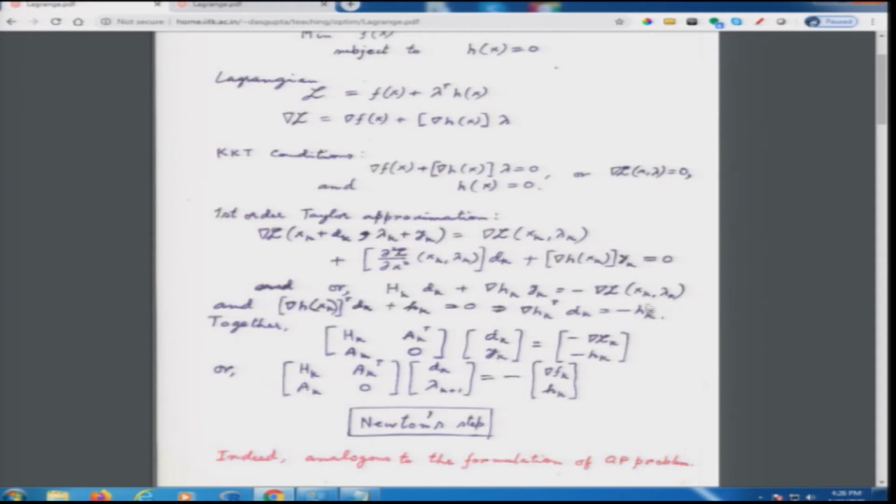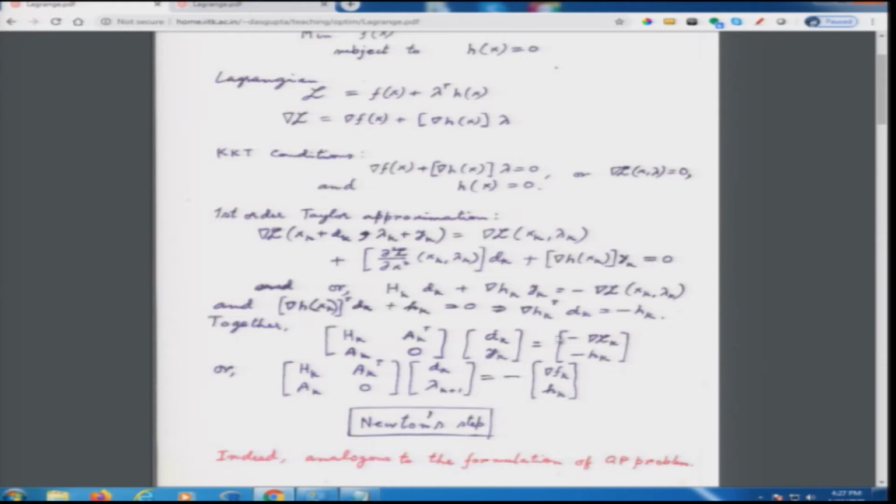Now, these two equations, if you organize together, you find H k d k plus A k transpose y k is equal to minus grad L k, because grad H is typically, in our shorthand notation, given as A transpose. On the lower side, you have A k d k plus 0, that means nothing, is equal to minus H k, fine.